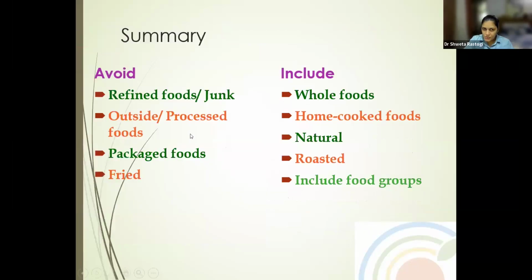So what have we learned today? In all the conditions that you see, refined foods and junk foods are a big no. They have to be replaced with whole foods. Outside or processed foods are equally bad. So home cooked food is encouraged. Natural food is the best option. Always do not go for any kind of packaged foods. Roasted foods are an option against fried foods. The reason is it is conserving the nutrients. And try and include foods from each food group so that you have a balanced meal.